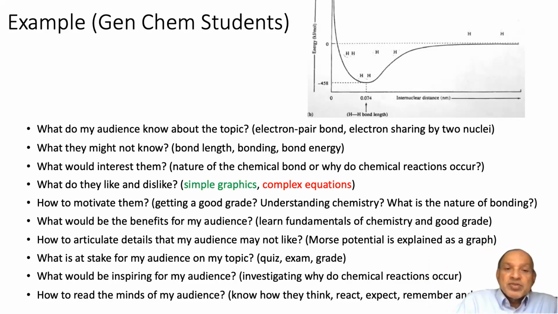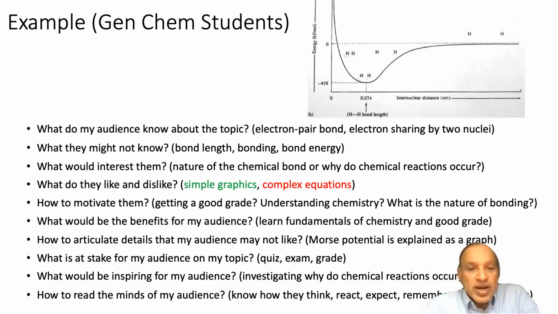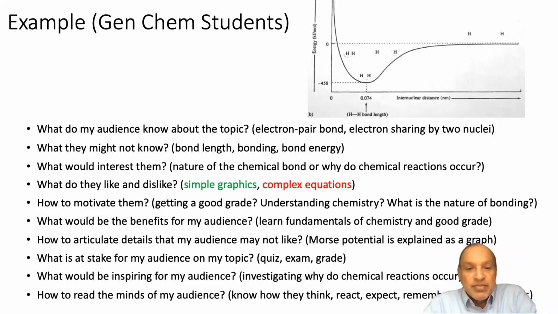So what would be interesting to them in this, right? This looks like a plot and a graph, and it looks nice, black and white, but the nature of the chemical bond might be interesting to some of the students because they're really fascinated by what really binds the two atoms together when they come close enough. There's something mesmerizing going on in here. So they may be interested in that. So you can explore that avenue and see if they respond positively, or they may want to know why chemical reactions occur. This is a fundamental question.